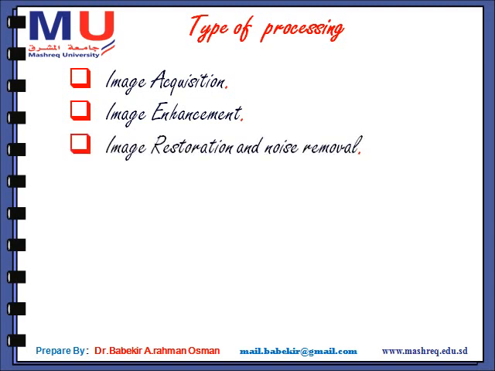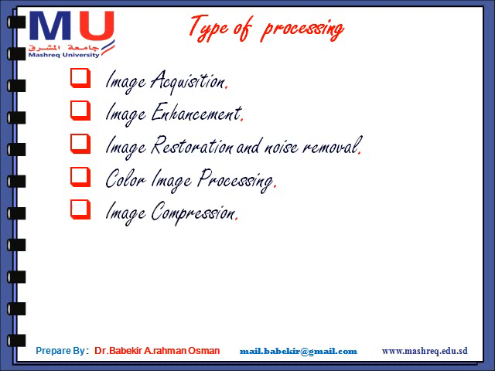The next one is image restoration and noise removal, which is used to remove and restore an image from damage caused by noise components. Color image processing is a type of processing mainly proposed for color representation and color information system enhancement. The next one is image compression. Compression techniques are used to reduce image size so that it can be stored in the minimum required space.